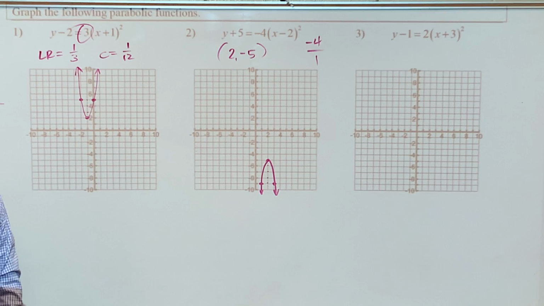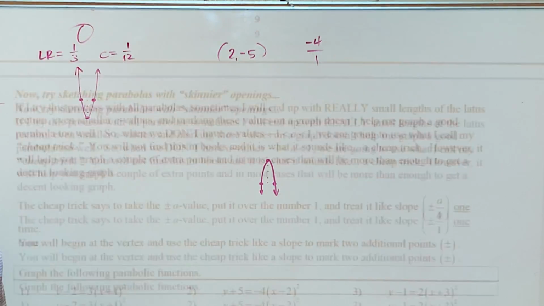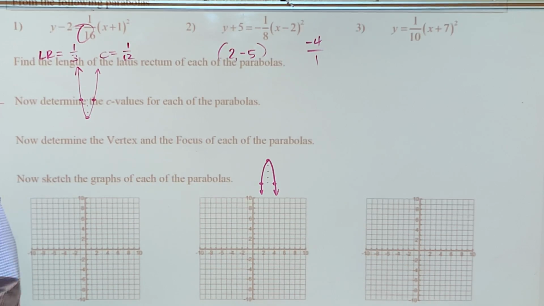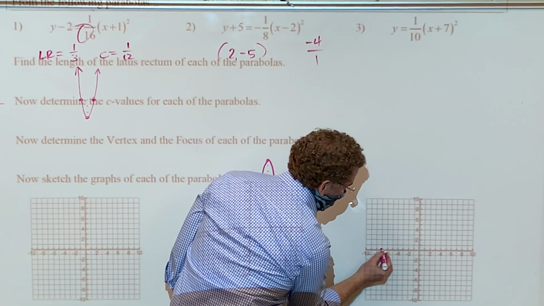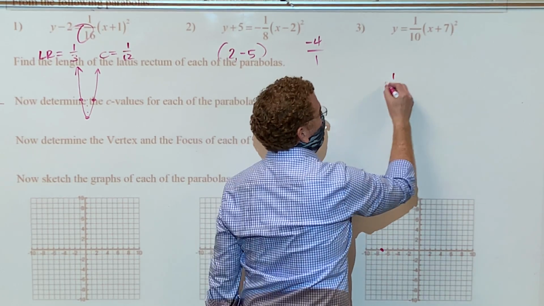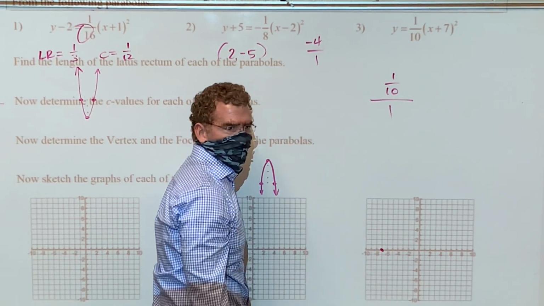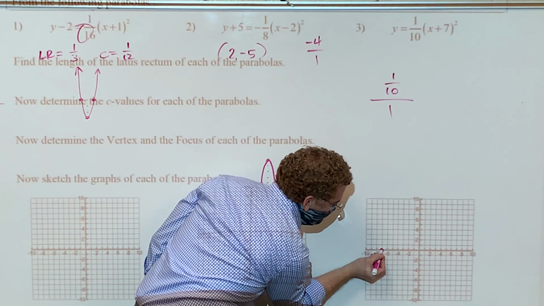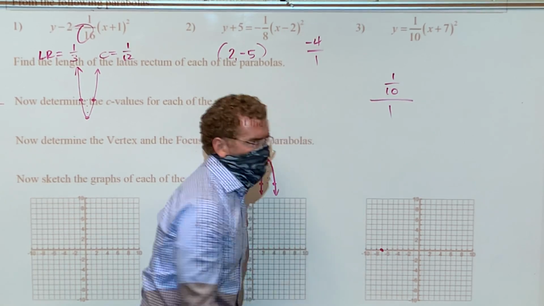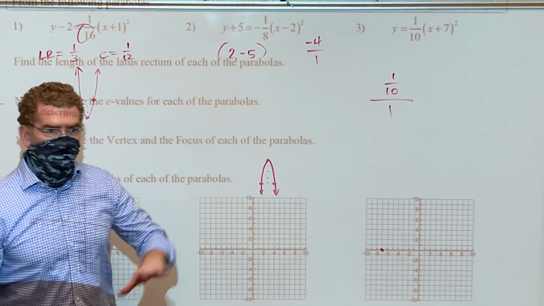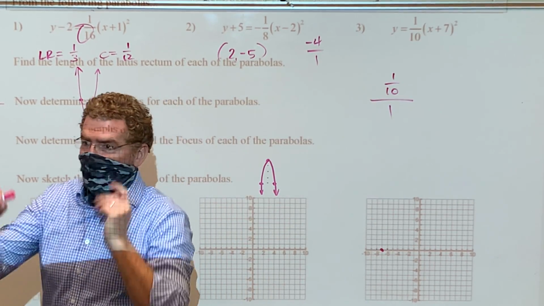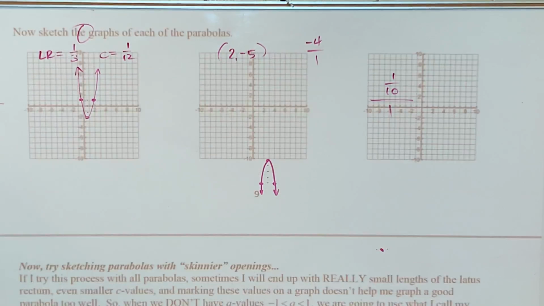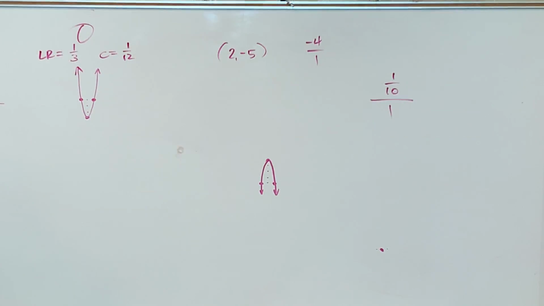Lastly, and by the way, if you're wondering why I don't do this on the other problems, check it out. Look at this one. How much help would it be if I went -7, 0, and then I took the A value and treated it like slope? Go up 1/10 over 1. Doesn't really help me, does it? So use the lattice rectum on problems that have fractions like that, and use the cheap trick on the other ones.